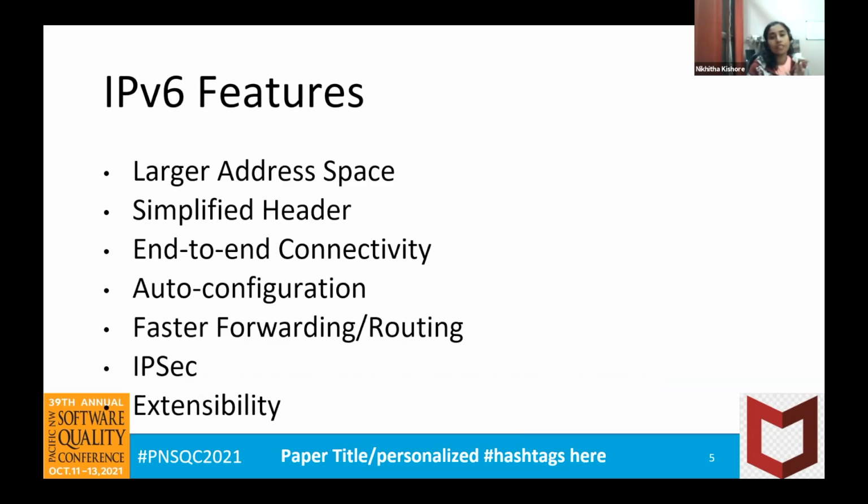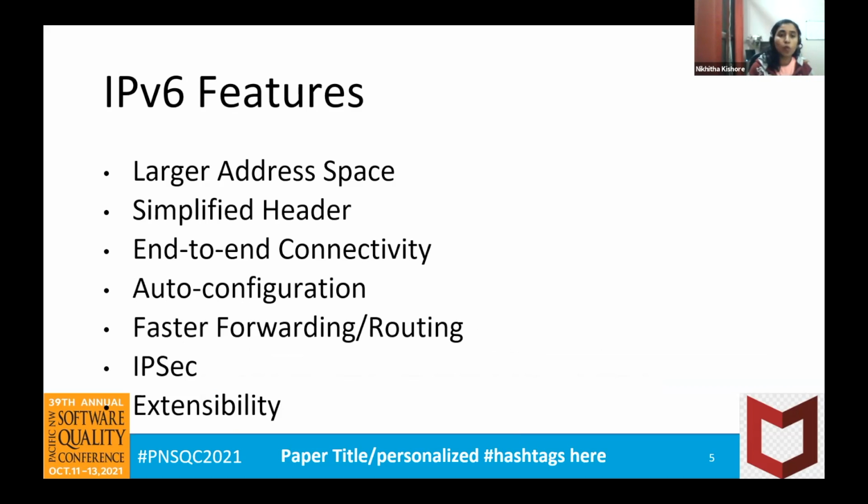Now, let's just go through some of the IPv6 features. The most important feature is definitely the larger address space, the 2 raised to 128 addresses, which I told. When I say 2 raised to 128 addresses, imagine it's like 1,564 addresses per square meter of the earth. That much amount of addresses is there with IPv6. So that is the first and foremost feature due to which we are adopting IPv6.